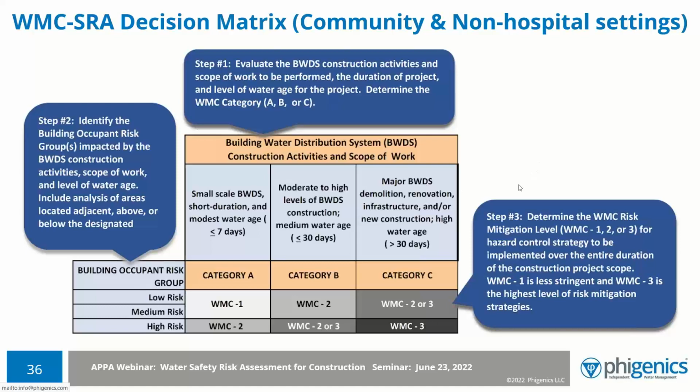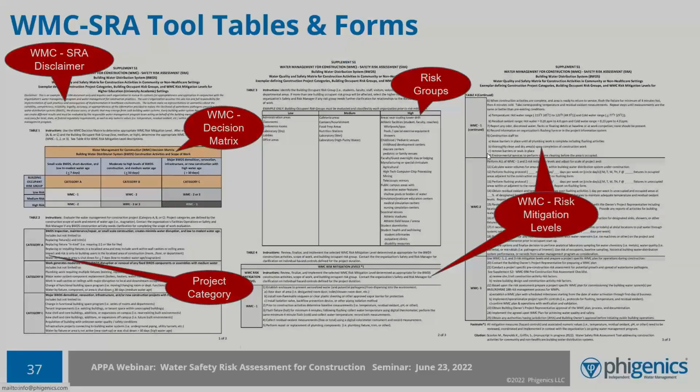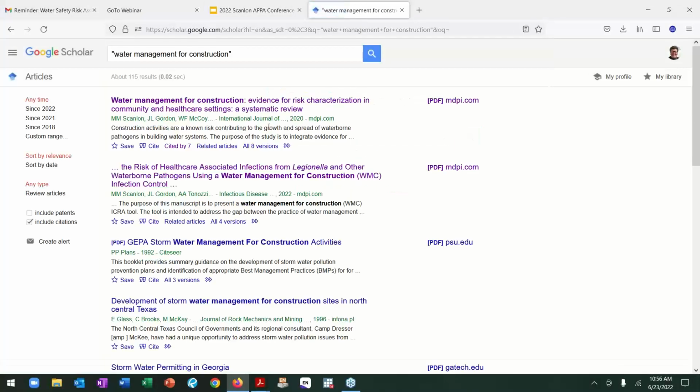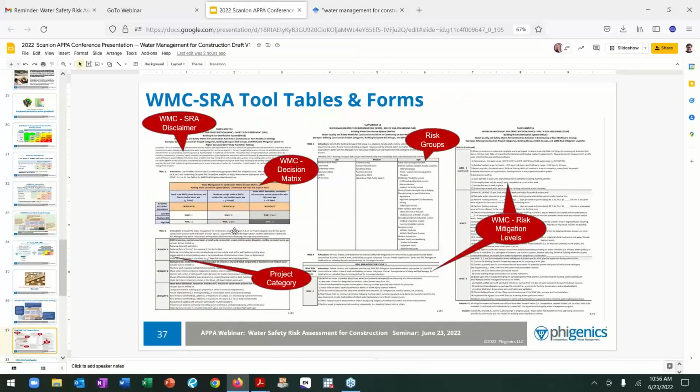If you want to see these tools, let me click out of the presentation. Go to Google Scholar and search on water management for construction, like I'm doing on the screen, and both papers are going to come up. The original paper on water management for construction for evidence of risk characterization on the 9 risk factors is the first paper, from 2020, and the second paper will come up too. Those are the only 2 papers, unless it's stormwater, for building water systems that have ever been published, in the collective knowledge that I know about.